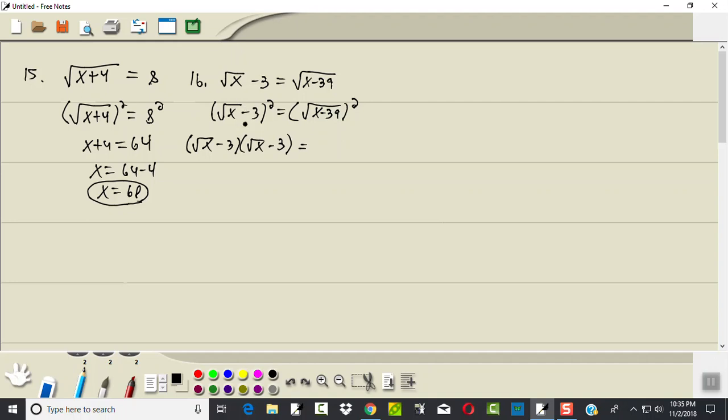The reason why is we got a minus in there. If you have a plus or minus in there, you have to rewrite it this way, and then FOIL it. Now over on the right side, the index matches the power, so they cancel each other. So I got x minus 39.